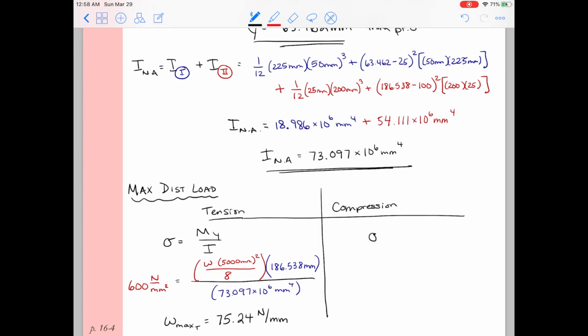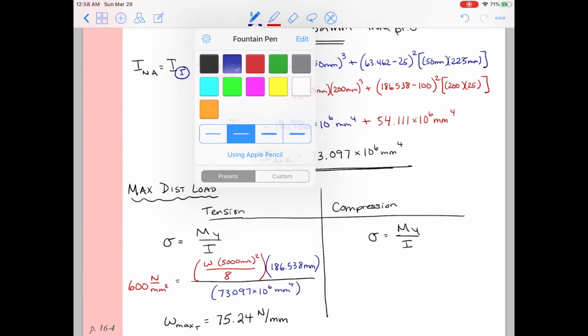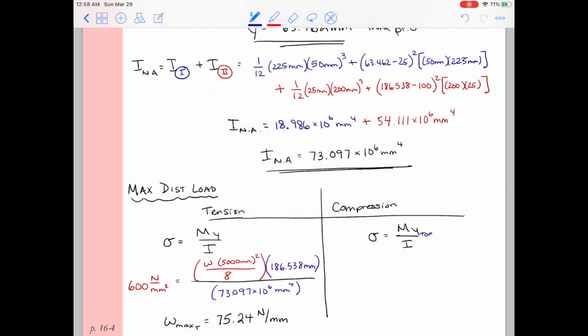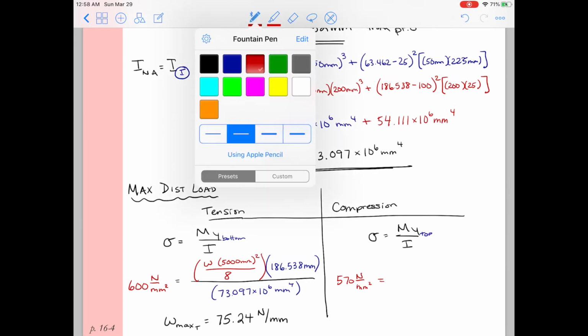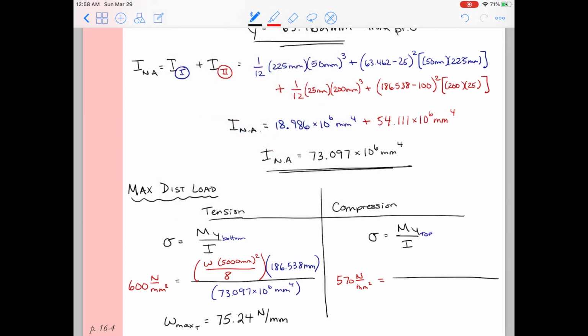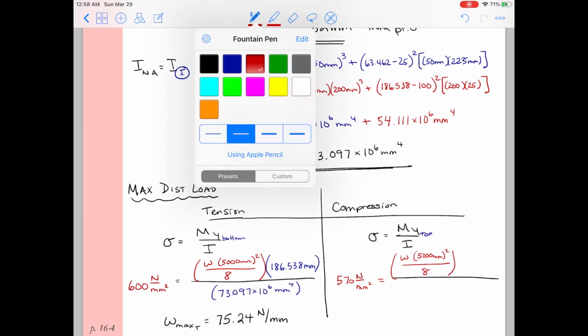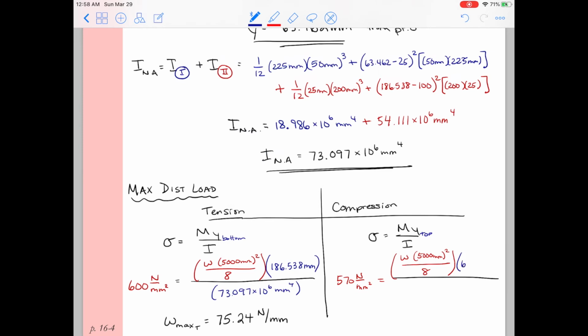We'll repeat the calculations for compression. So again, sigma equals My over I. Everything will remain pretty much similar except the maximum allowable stress for compression was only 570 megapascals. So that's 570 newtons per millimeter squared. And then the other change is that we need to use y to the top of the cross-section because the top of the cross-section is the portion of the cross-section in compression. So y, the distance to the top, is only 63.462 millimeters.